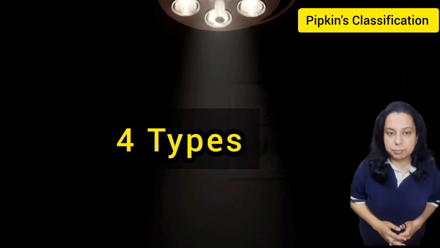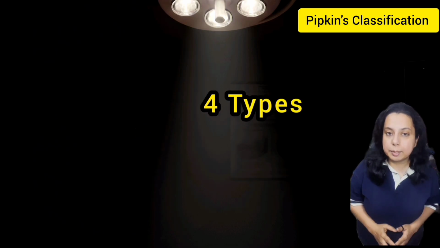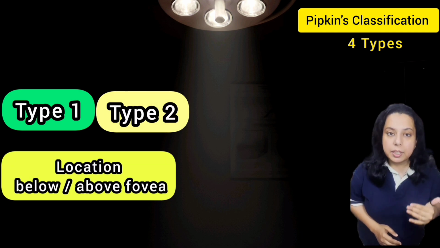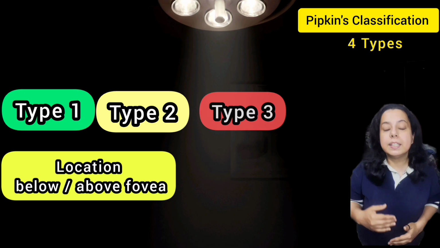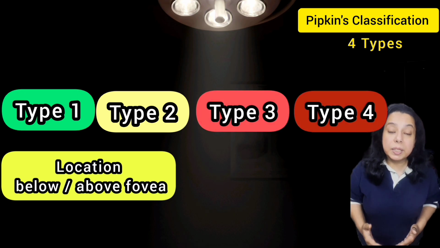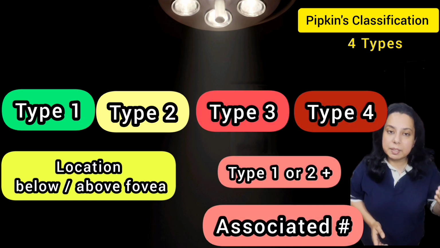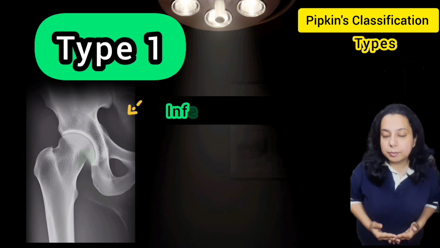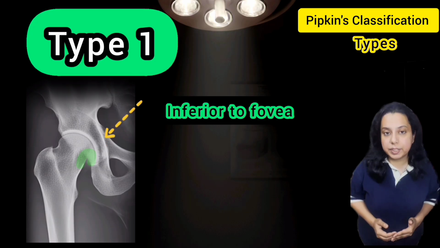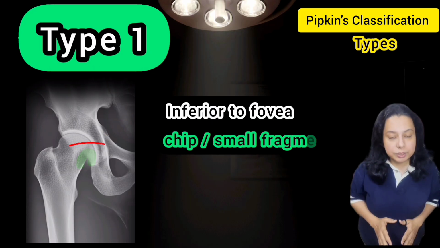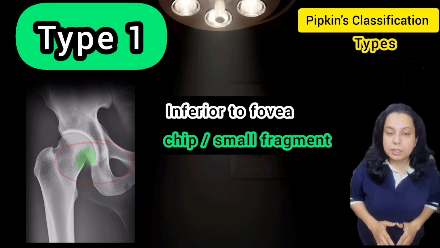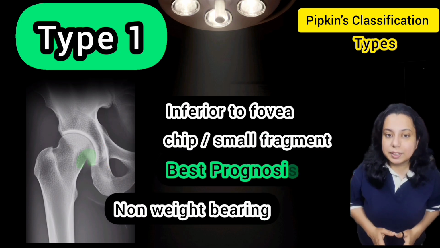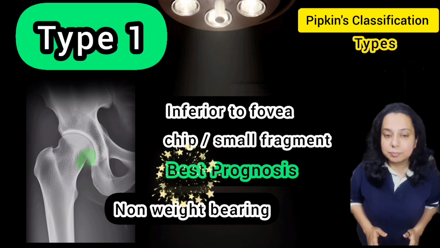Pipkin's classification. It consists of 4 types. Type 1 and type 2 are based on the location of the fracture in relation to the fovea capitis, and type 3 and type 4 are based on the combination of either type 1 or type 2 with other fractures. In type 1, the fracture fragment lies inferior to the fovea capitis. It is generally a small chip fracture or a small fragment. Now, since this area is the non-weight bearing part, a type 1 fracture has the best prognosis.